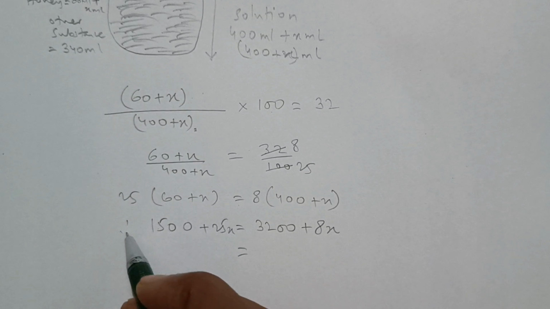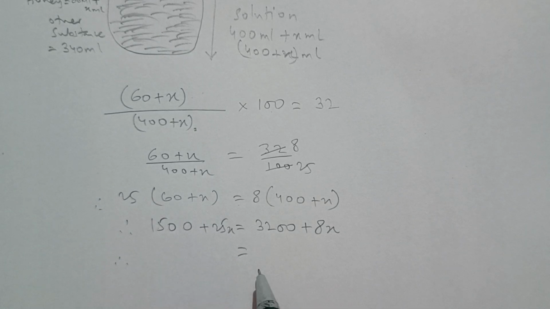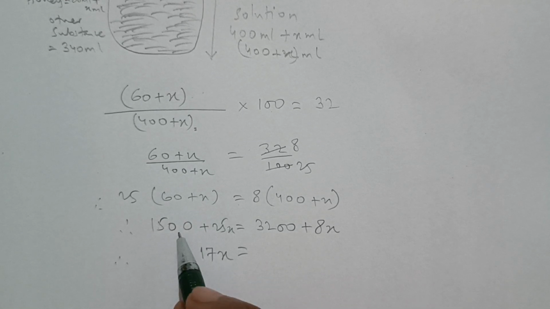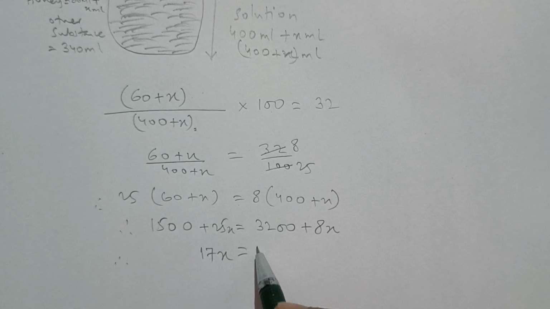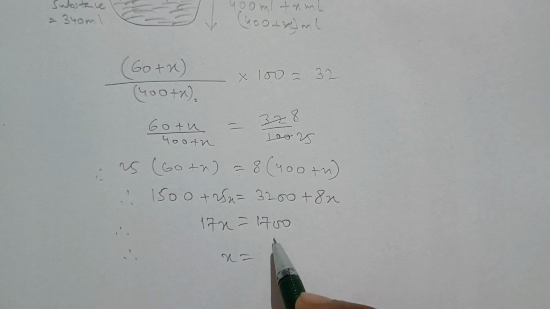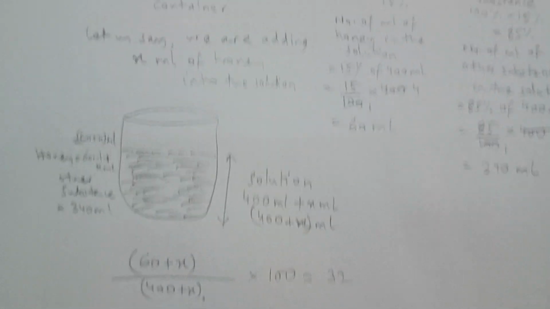So therefore this now becomes, 25x minus 8x is 17x. So 17x is equal to 3200 minus 1500, which is 1700. So therefore x is 1700 by 17, which is 100. So the value of x is 100.